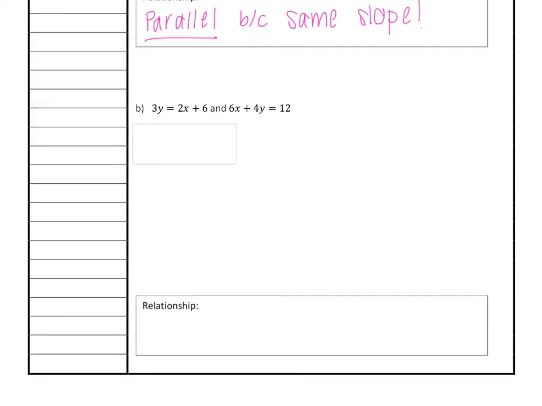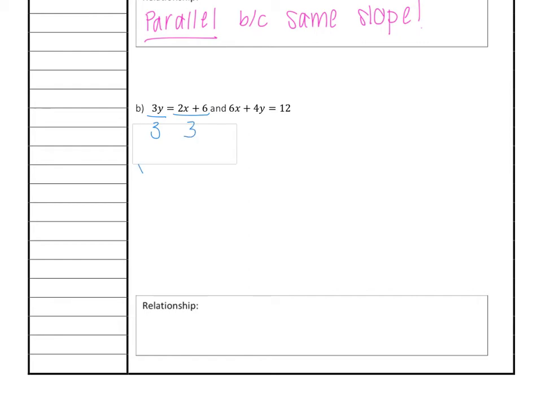All right, so in this scenario, we have 3y equals 2x plus 6 and 6x plus 4y equals 12. So step one, always, always, always, is to get them into y equals mx plus b form. So if I focus on the first example here, I have 3y. So yes, the y term is by itself, but I have to get rid of that constant in front. So what's going to happen?